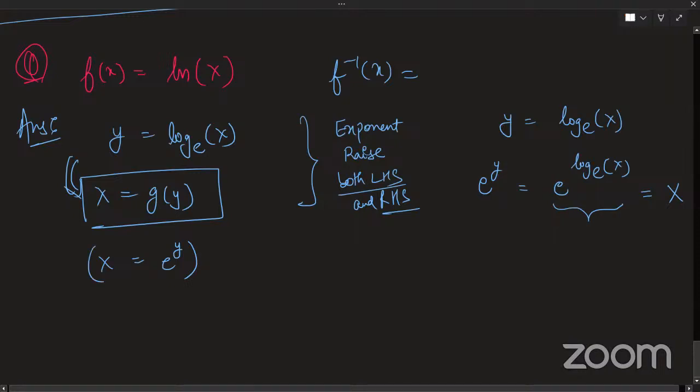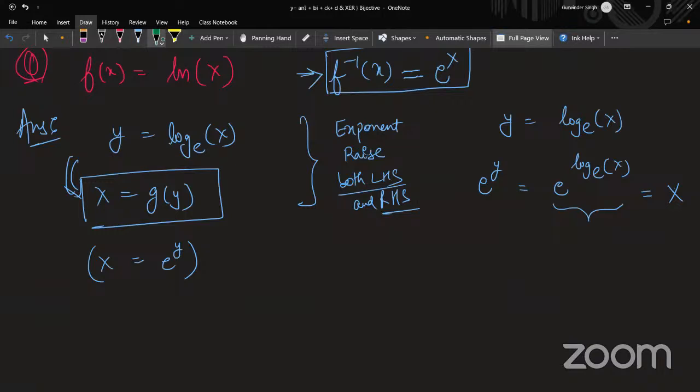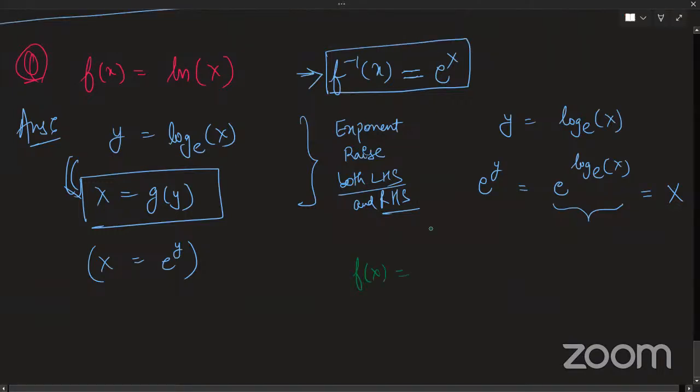So tell me, what is my f inverse of x equal to? E raised to x. Correct. Just invert. Correct. You got it? Just observe one thing from here. I had given you f of x as e raised to x. You got its f inverse of x as ln of x. When I am giving you f of x as ln of x, you are getting f inverse of x as e raised to x. Do you infer one thing from here?